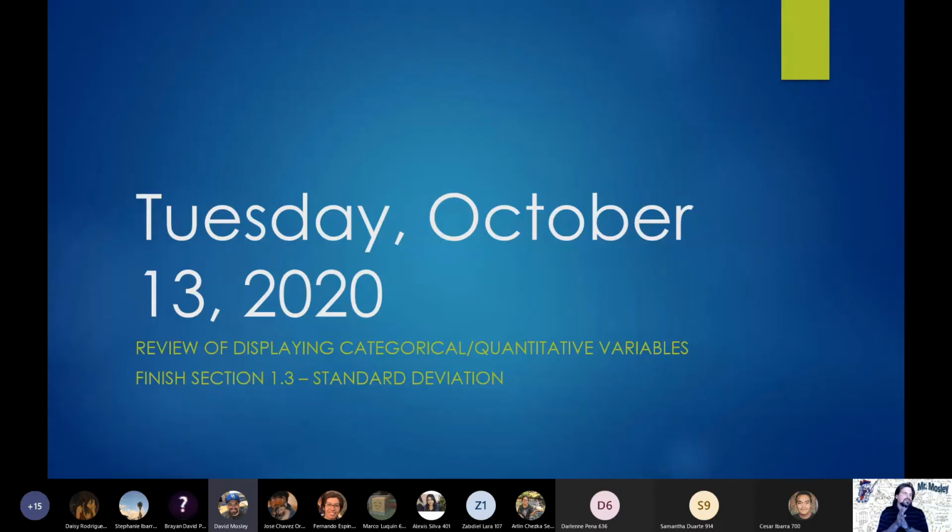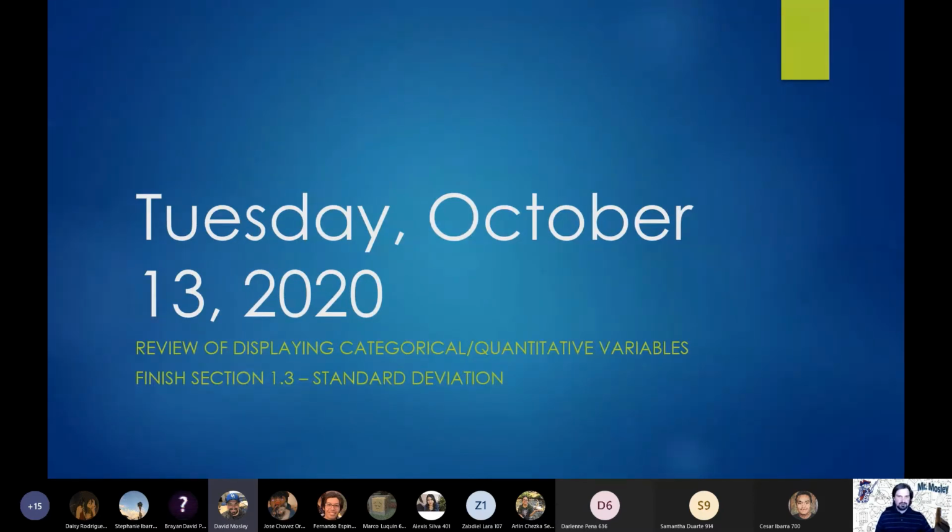All right, so here we are. It is Tuesday, October 13th, 2020. We're going to first be reviewing a little bit of displaying categorical and quantitative variables based on some of the things that I graded last week and things that I saw. And then we're going to finish section 1.3 with standard deviation.